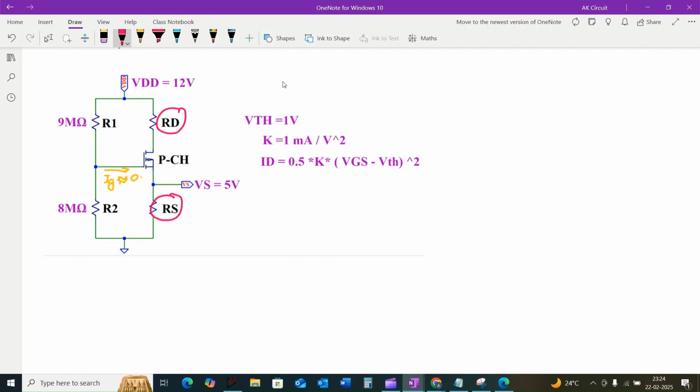We are given the value of VDD is 12 volt, resistor R1 is 9 mega ohm and R2 is 8 mega ohm, and VTH is 1 volt, and the transconductance parameter K of the MOSFET is 1 milliamps per volt square. When the MOSFET is in saturation region, the drain current ID is 0.5 times K times (VGS minus VTH) whole square. The value of VS is 5 volt.